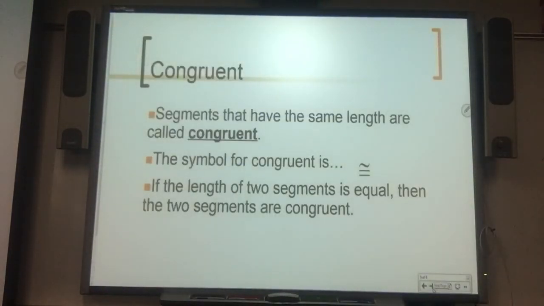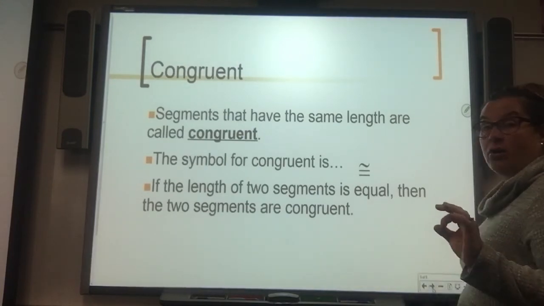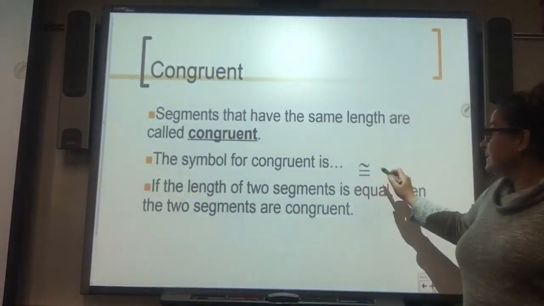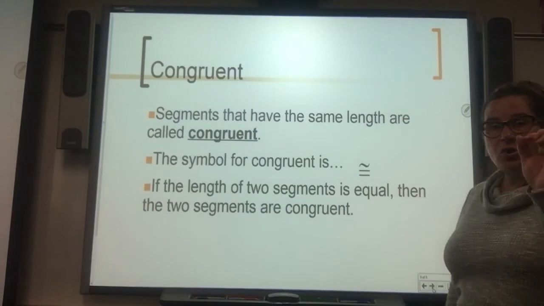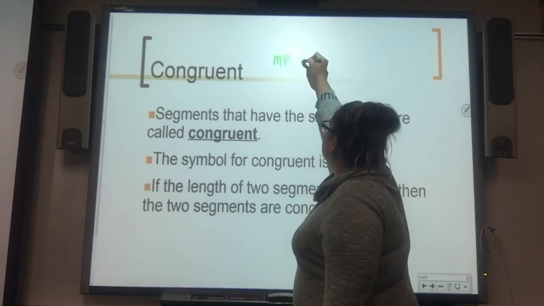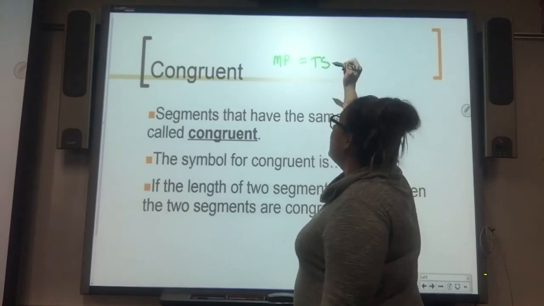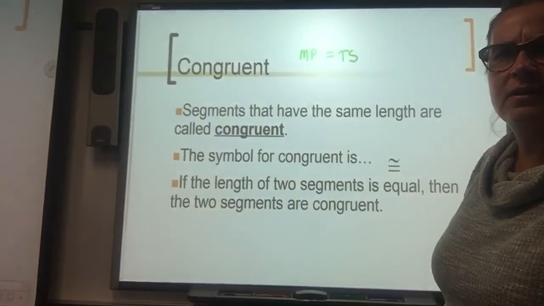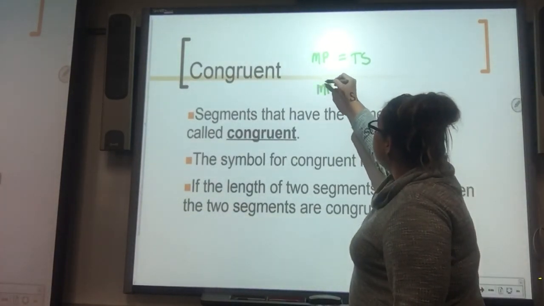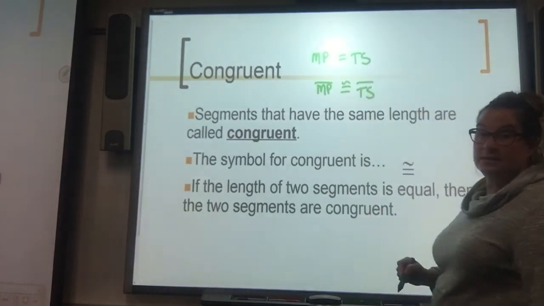All right, so one last thing about congruence. Segments that have the same length are called congruent. The symbol for congruent is this. So here's what it looks like symbolically. If the measure of MP is equal to the measurement of TS, then we can say that segment MP is congruent to segment TS.